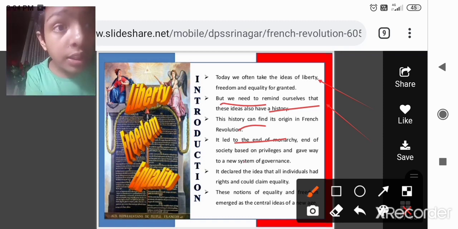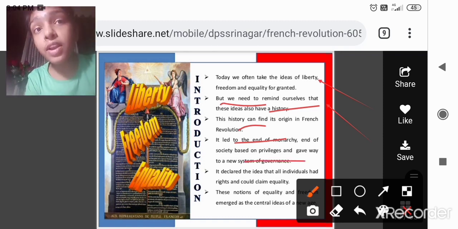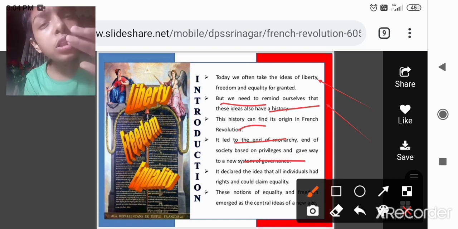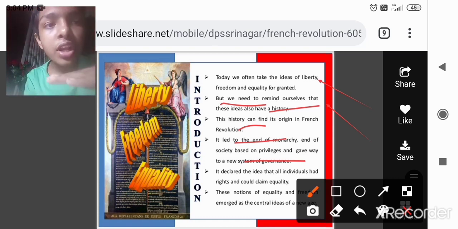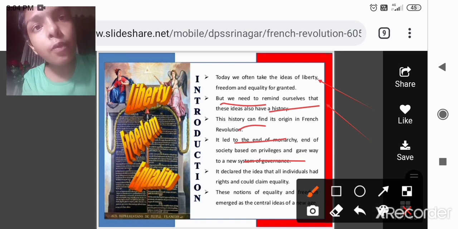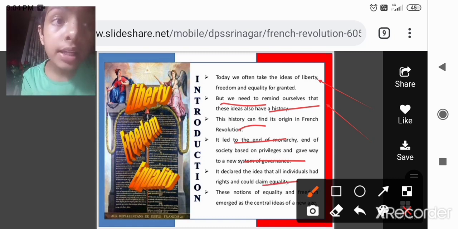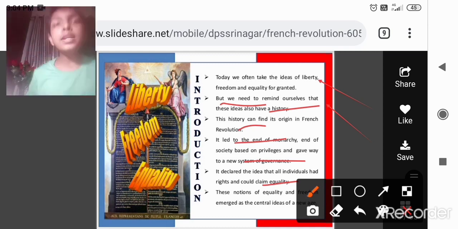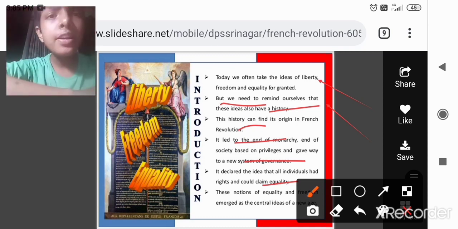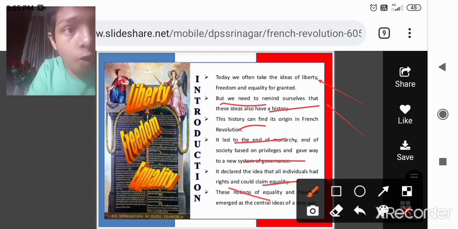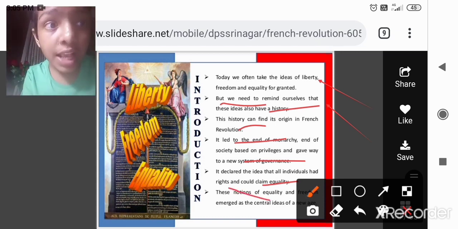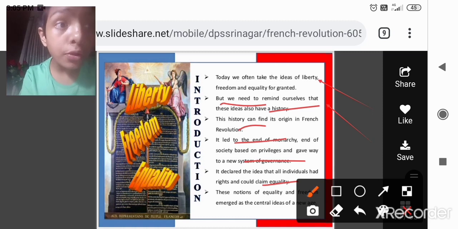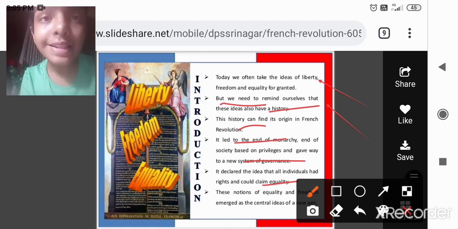Then coming to the privileges of the castes of France, that was clergy, nobility and third estate, all the privileges whatever each caste had were finished, and a new system of government was started. It declared the idea that all individuals had rights and could claim equality. Why did this revolution start? So that everyone can have equality. These notions of equality and freedom emerged as the central ideas of a new age.